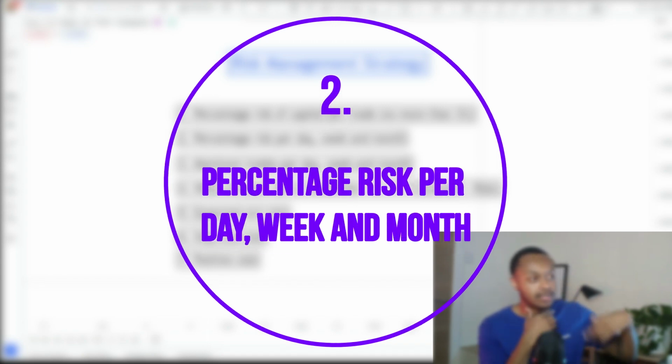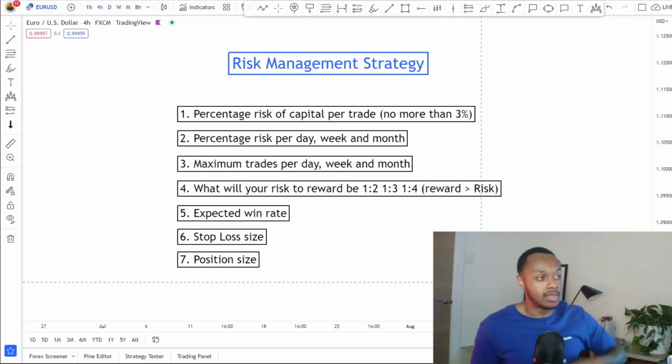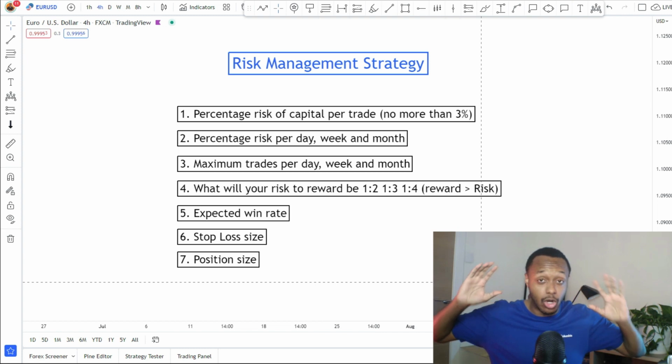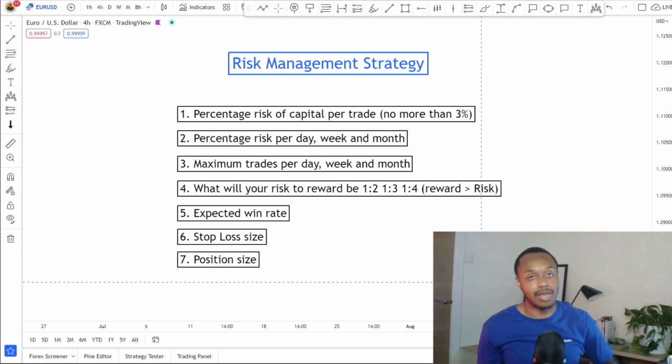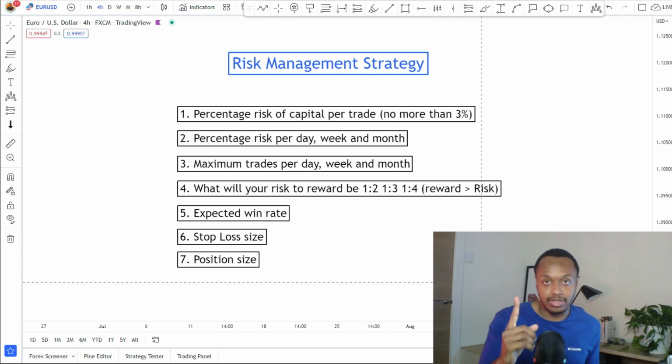Number 2, percentage risk per day, week, and month. Now this is slightly different from percentage risk of capital per trade, number 1. This is now talking about how much exposure, how much do we want to lose maximum per day, per week, per month. Now, a good rule to have is just having 1% risk or 2% risk per day. So if you take one trade, and you're risking 1%, let's say, for example, then for that day, maximum loss, 1%. This means you only take one trade per day.